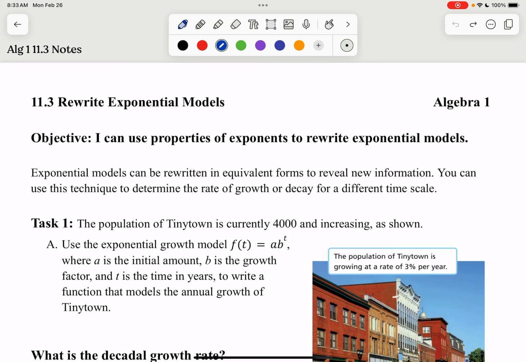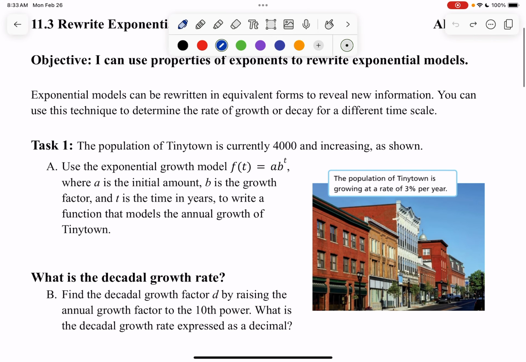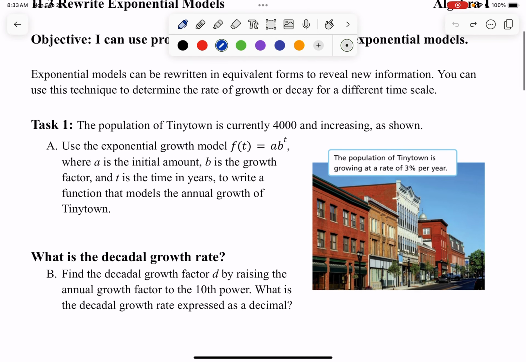So meaning, let's say I don't want to look at what it does per year. I want to look at what it does every 100 years or every 10 years or every half a year or every month or every day. Like every day, how's it changing? And that's what we're going to be looking at, is how to rewrite our exponential functions to get that information.